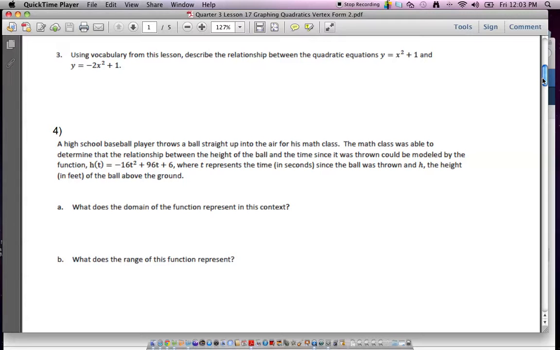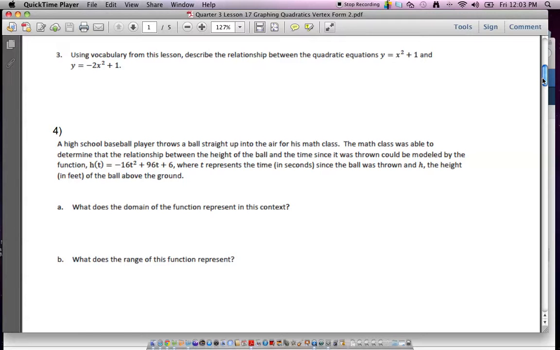They have different leading coefficients. So how does that affect the graphs? How skinny or wide is it? Okay, which one's going to be skinnier? The x squared plus 1. No, never mind. Lily? The negative 2x squared plus 1. Now, why is it going to be skinnier?